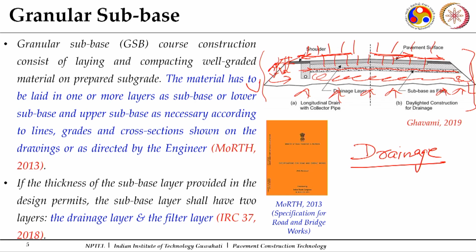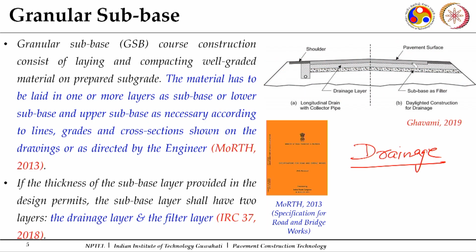If it has entered because of one or the other reason, then there should be a provision which allows that water to move out of the pavement structure, and that is what we are going to do with the use of these granular subbase courses. So the material is to be laid in one or more layers as subbase or a lower subbase. If I am doing the construction in two layers, the lower layer will be called the lower subbase and the upper subbase as necessary according to lines, grades and cross sections.